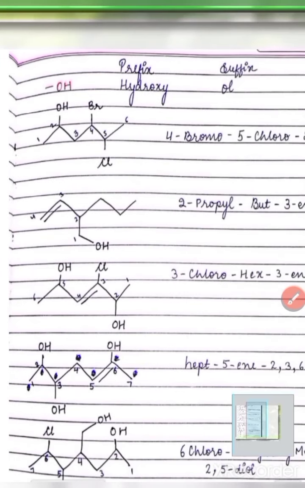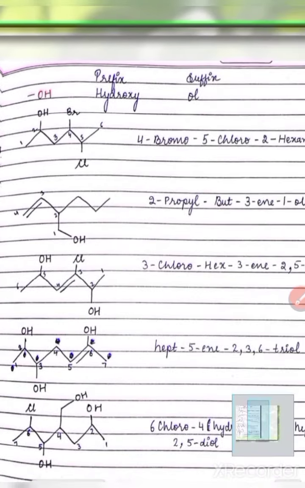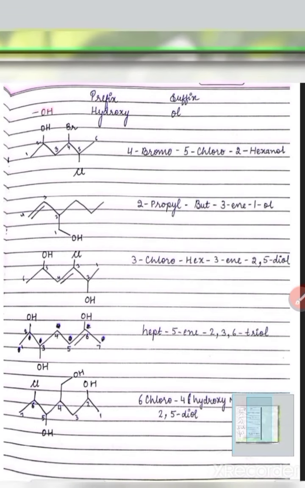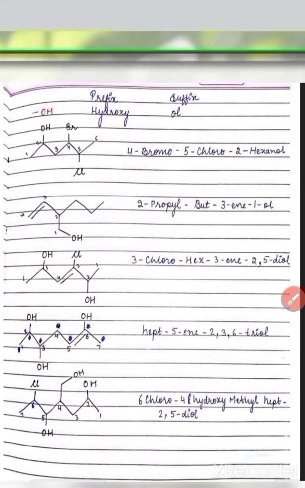So its name will be, fourth position has bromo because this is also arranged in alphabetical order. So 4-bromo, 5-chloro. At second position we have an allyl group, so 2-allyl hexane. Both the names are correct.